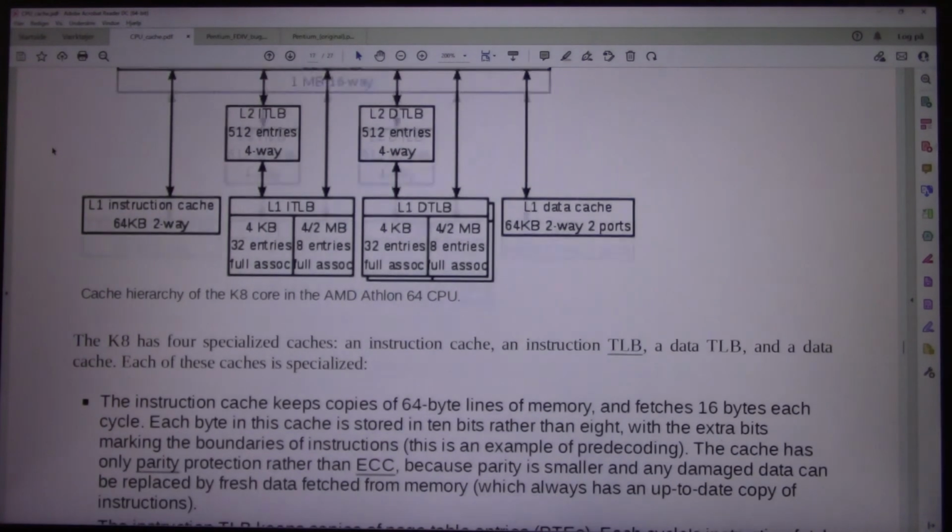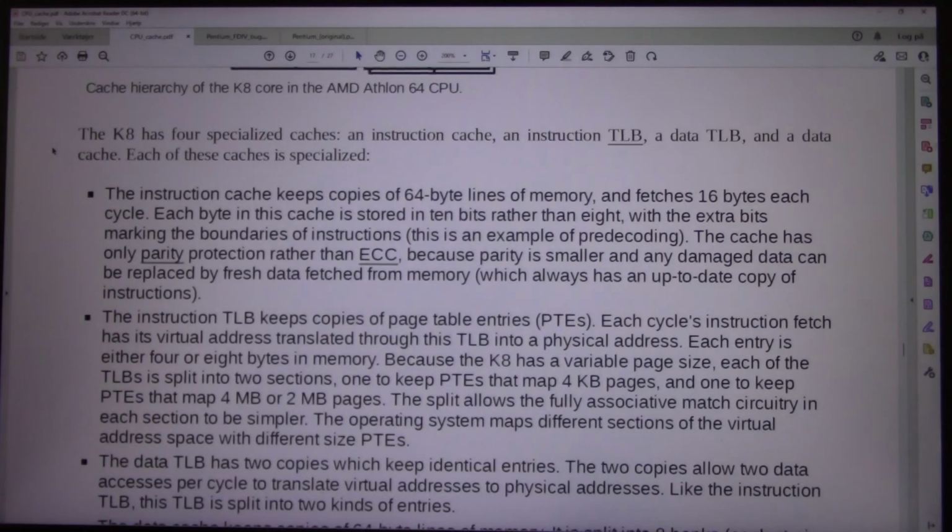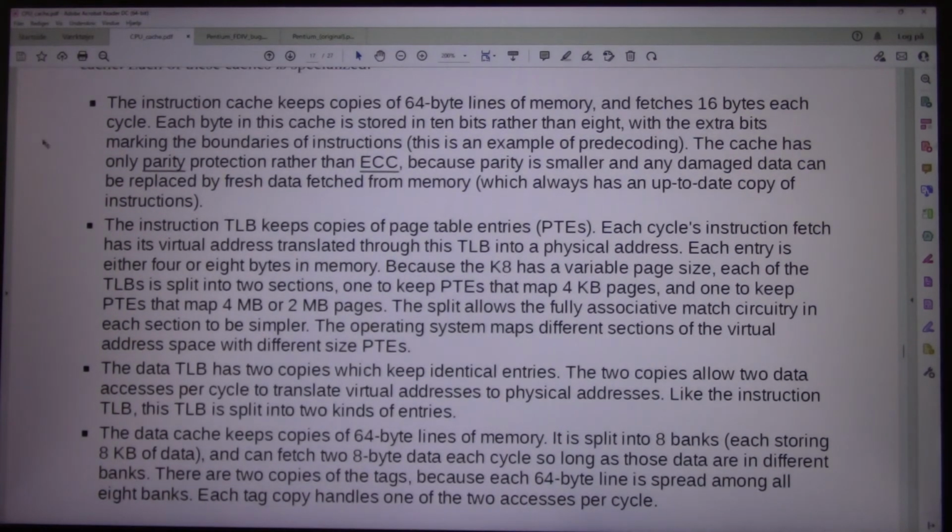The instruction cache keeps copies of 64-byte lines of memory, and fetches 16 bytes each cycle. Each byte in this cache is stored in 10 bits rather than 8, with the extra bits marking the boundaries of instructions. This is an example of predecoding. The cache has parity protection rather than ECC, because parity is smaller and any damaged data can be replaced by fresh data fetched from memory, which always has an up-to-date copy of instructions.